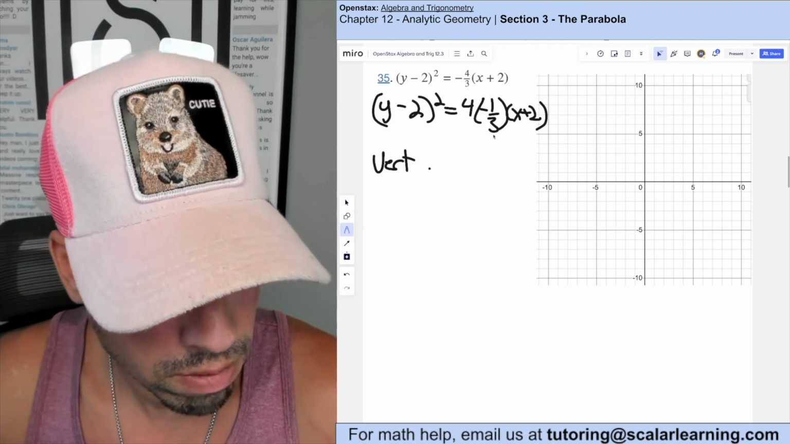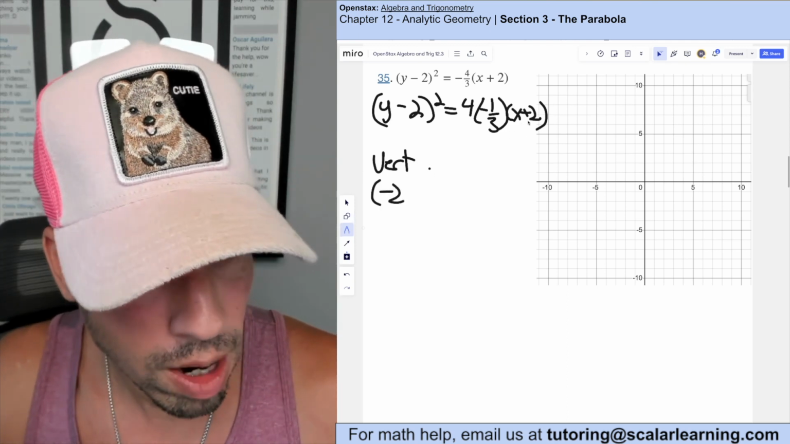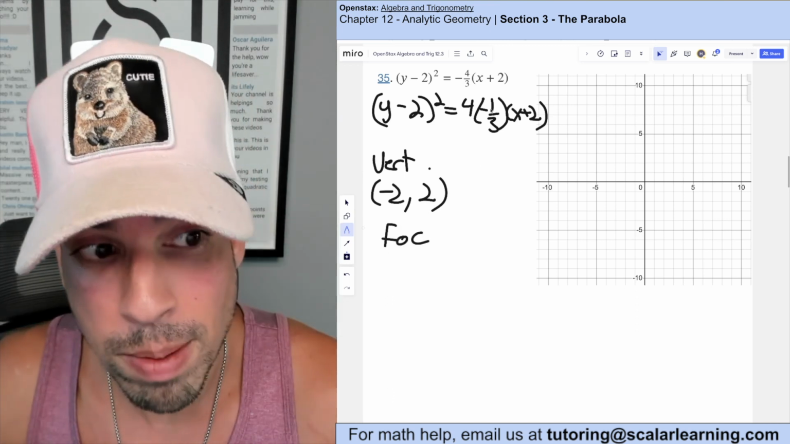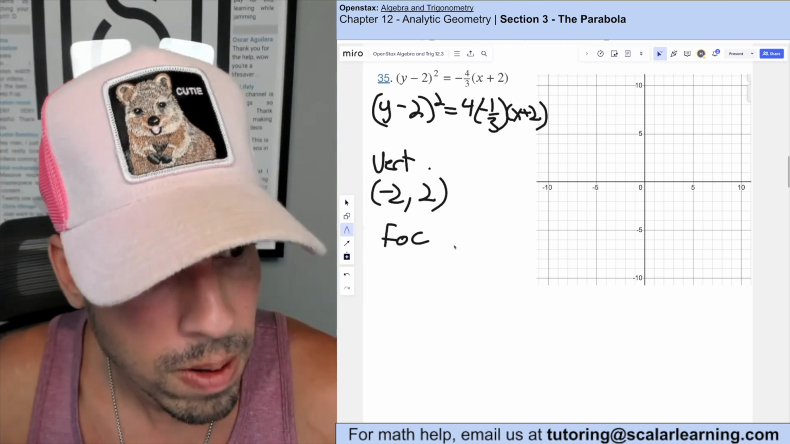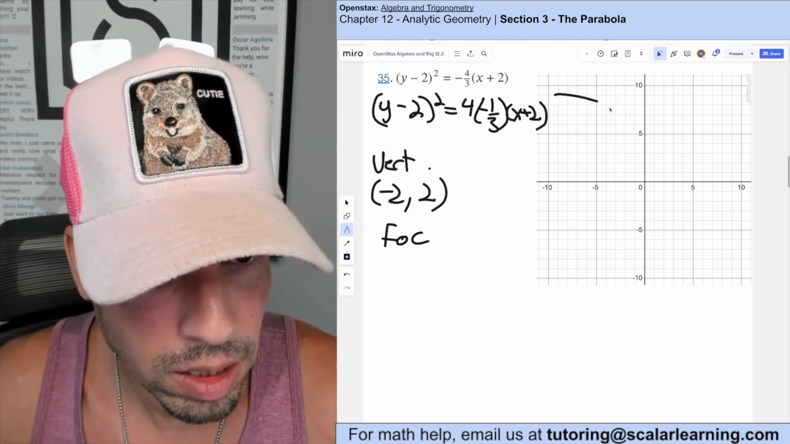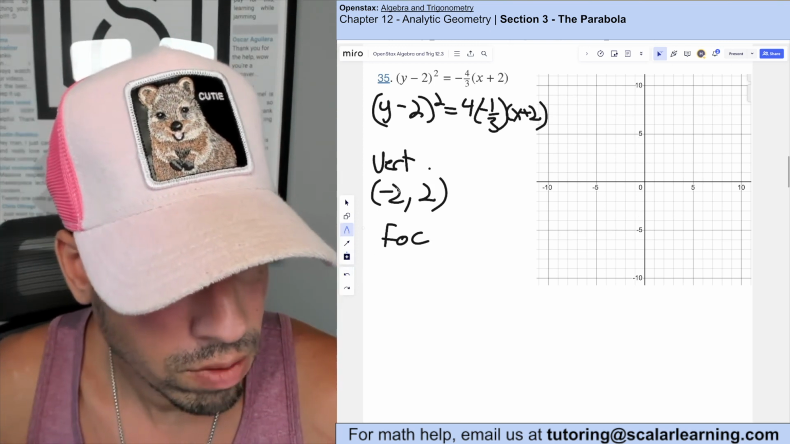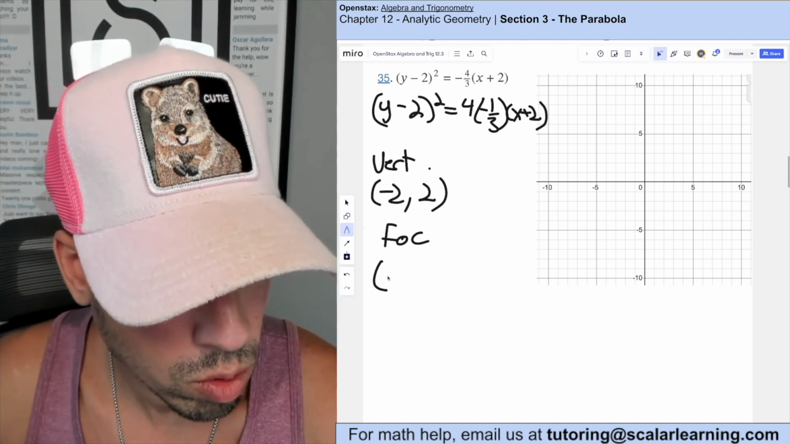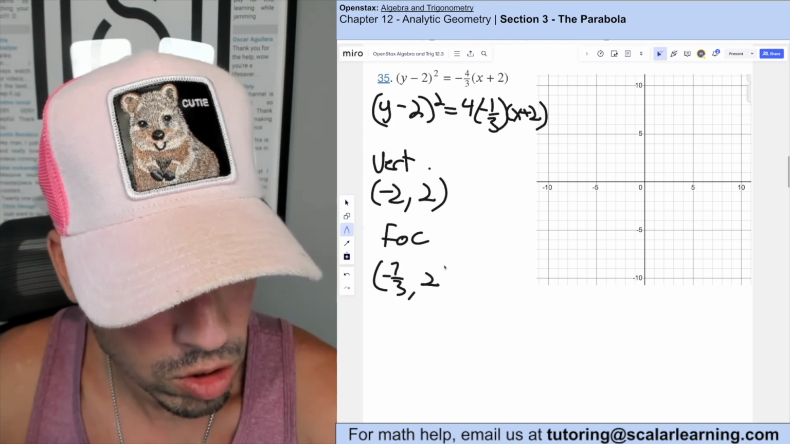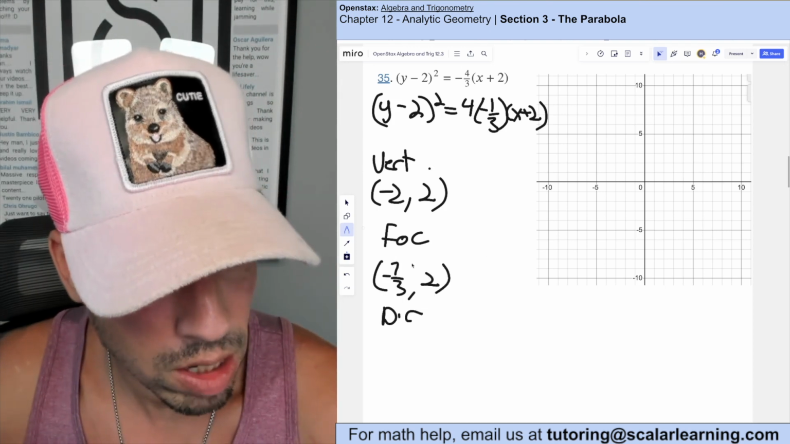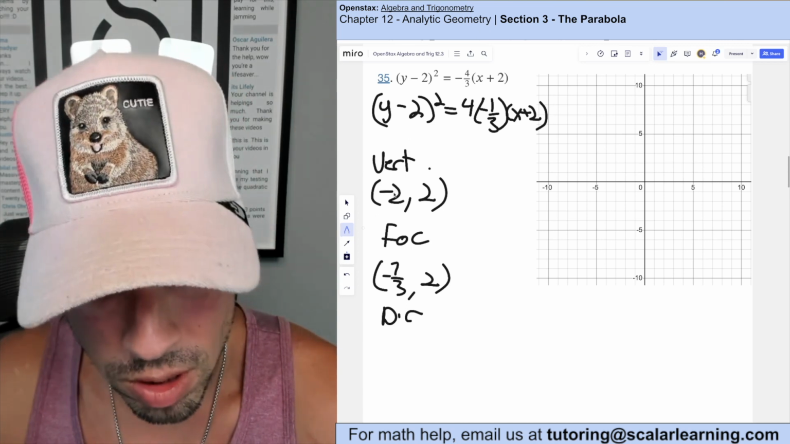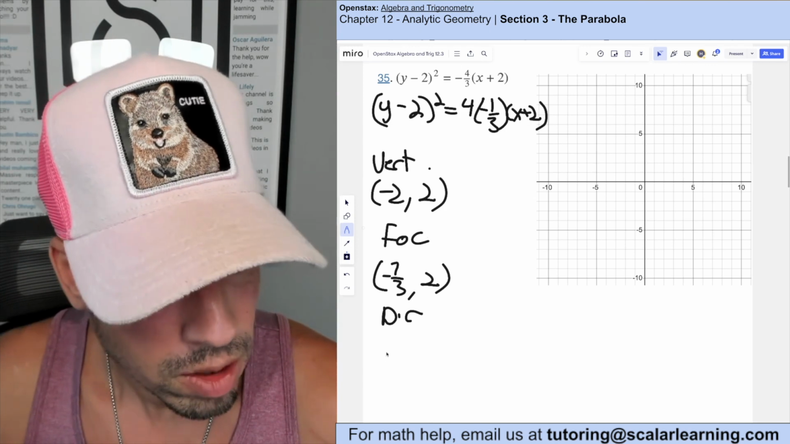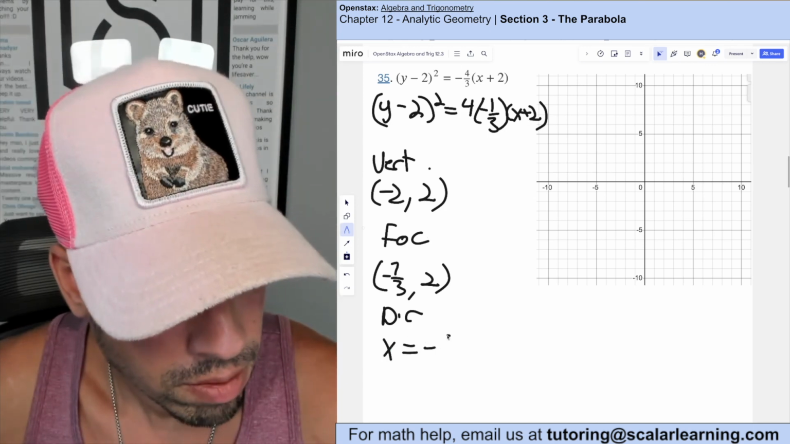Okay, now let's get all the critical points. So first, let's get the vertex. That's going to be at negative 2, opposite of that, and positive 2, opposite of that. Let's get the focus, and now since my p-value is negative 1/3, and I know it's opening to the left, I'm going to take that negative 1/3, add it to this x value, and we get negative 2 1/3, or negative 7/3, comma 2. And then my directrix, we'd be going the other direction, so we're going to add 1/3 to that, which would be negative 1 2/3. Again, it's a vertical line, so it's x equals negative 5/3.